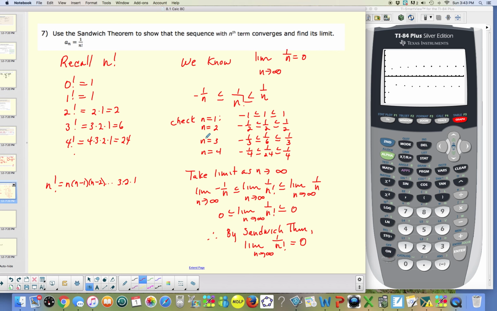Now let's check just to make sure that you understand that. When n is equal to 1, notice that this is true. When n is equal to 2, notice this is true, 3, this is true, 4, this is true. So I hope I've convinced you that 1 over n factorial is between these two values. And when I take the limit of all three expressions, we find the left and right are 0, so the one in the middle is 0.